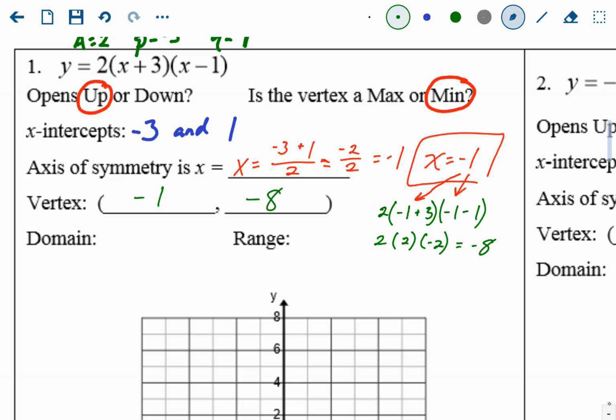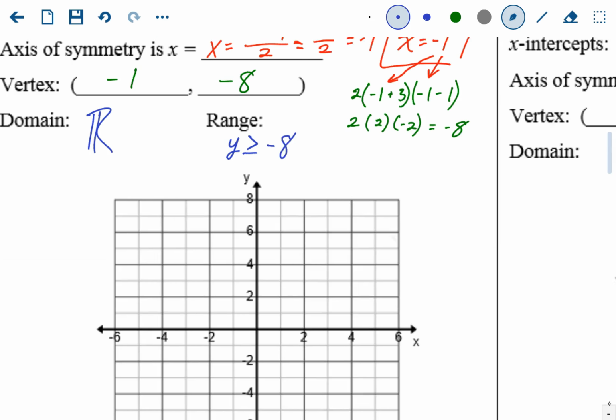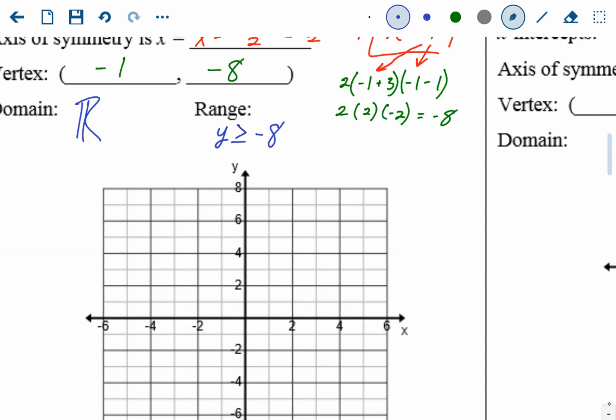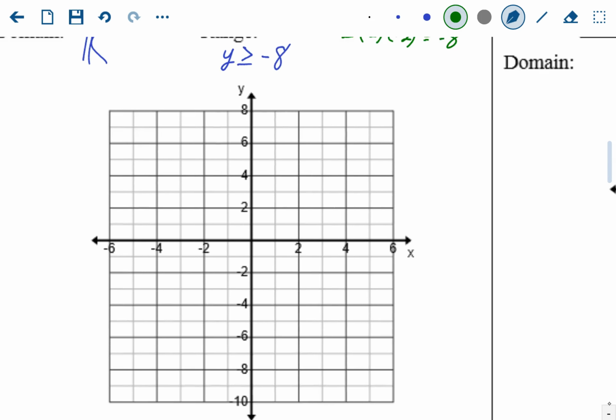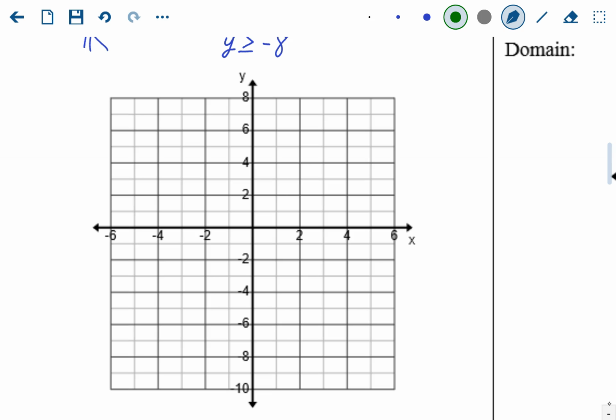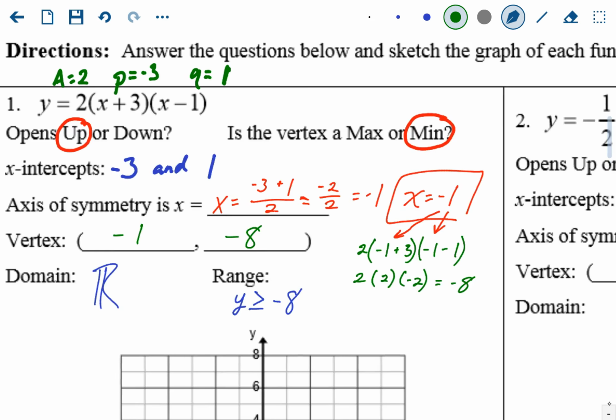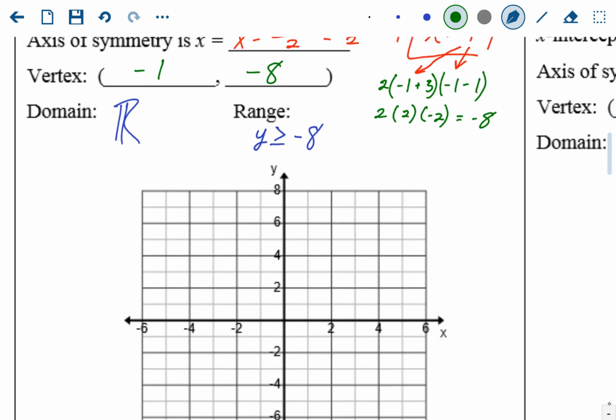Okay. And then domain and range. Domain, all real numbers. Range is going to be, since we have a minimum, that means all of our Y values are going to be bigger than that minimum. It's going to be bigger than negative 8. Okay. All right, then graph it. Graph a vertex, negative 1, negative 8. Just down here. We graph the intercepts, negative 3 and 1.